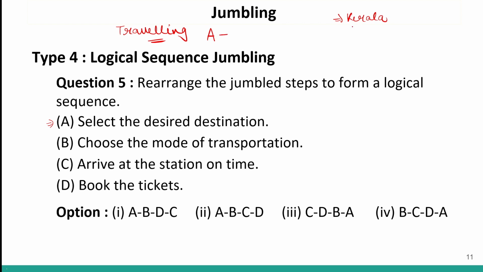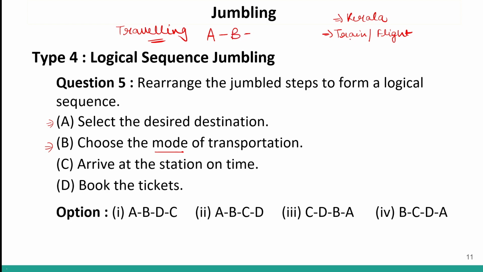Then once I have decided to go to Kerala, now I have to decide whether I should go by train or by flight. So what will I check? I'll check the suitability of timings. I'll check how much time it is taking me to reach Kerala and how much the cost of the transportation is. So my second step would be to decide the mode of transport, which is this one. So we have to choose the mode of transport. So logically, B will come next.